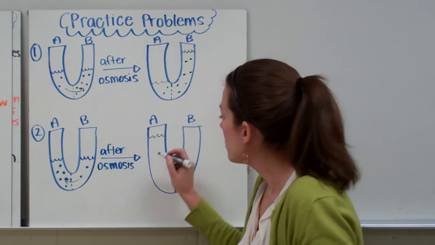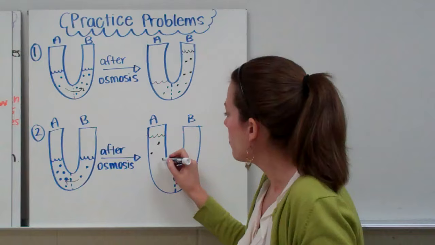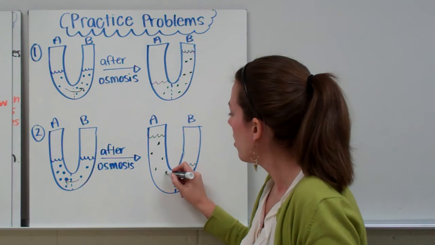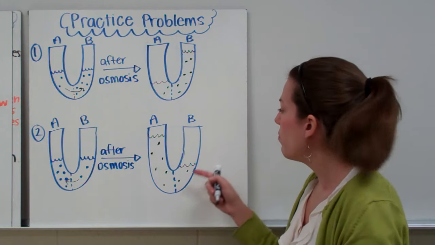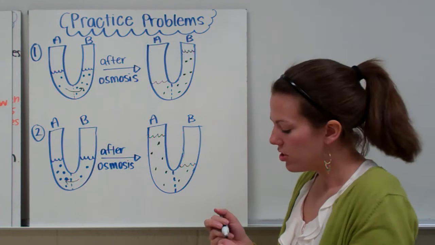Okay, so we have the same number of particles as we did before osmosis occurred. But now the concentrations are equal because we've moved water to balance out the concentrations.